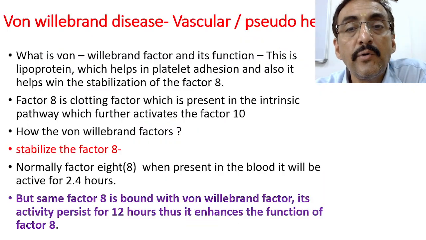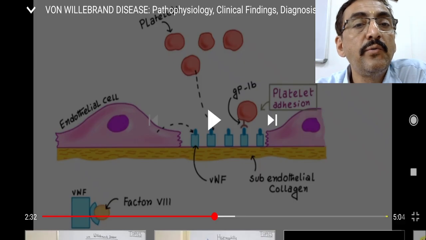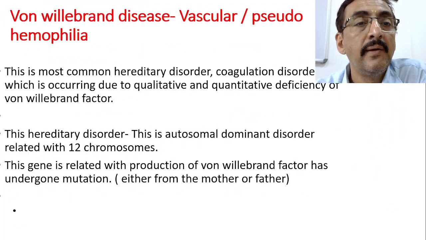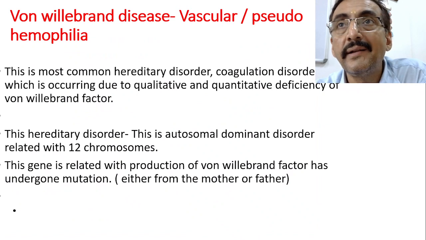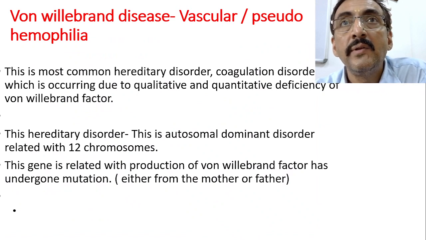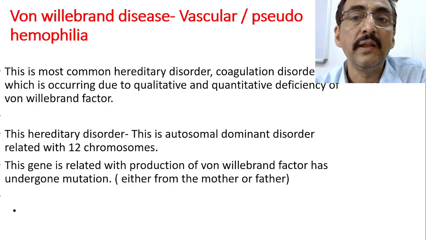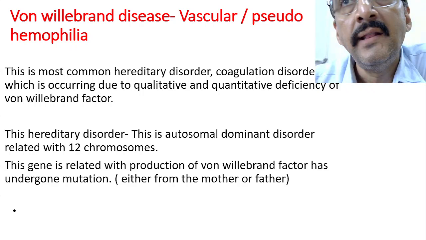Then tomorrow we will have one more very important disease to be discussed, and that is nothing but von Willebrand's disease. Von Willebrand disease, we cannot neglect this disease, a very important disease, which is also called vascular hemophilia and also called pseudo hemophilia. So we are going to discuss it in the next class.